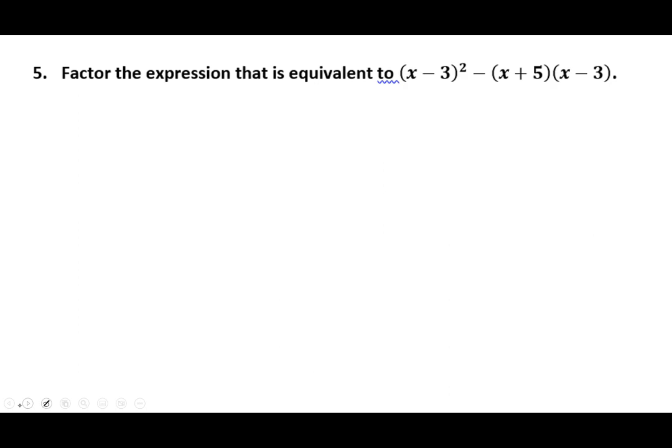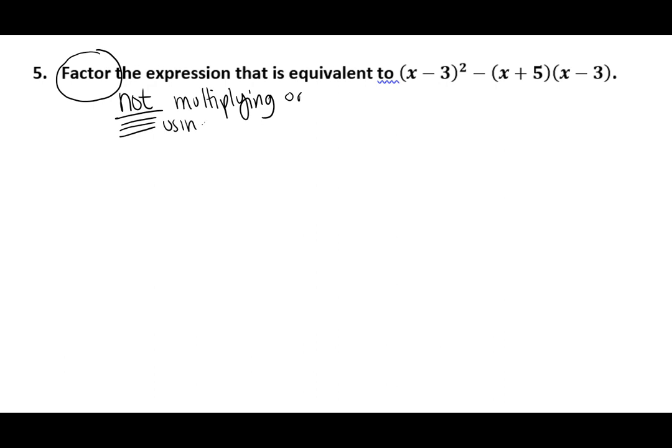Number 5. This one, all you're doing is factoring, you are not multiplying or using the box method. Okay, you're not doing that. So when you factor, if you see a square here, your first step will be to expand.